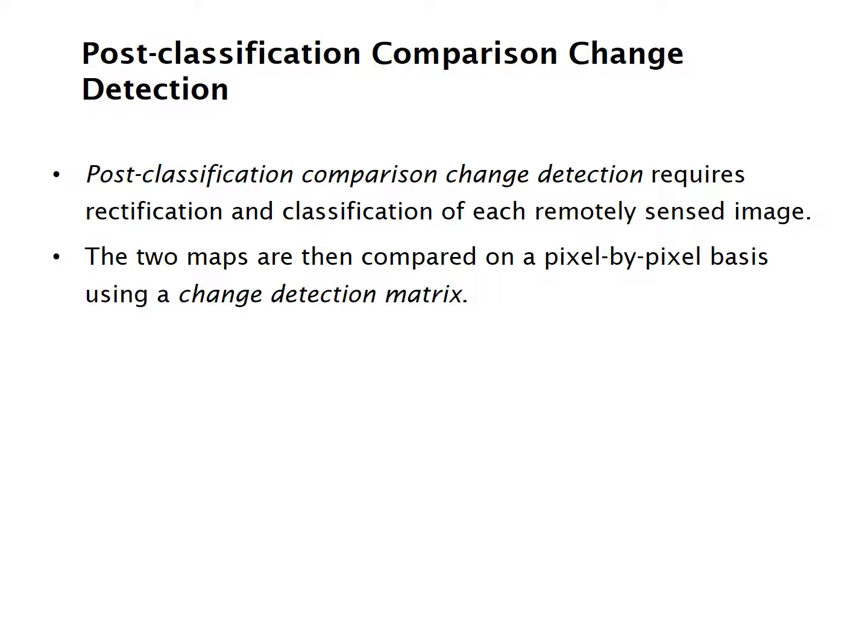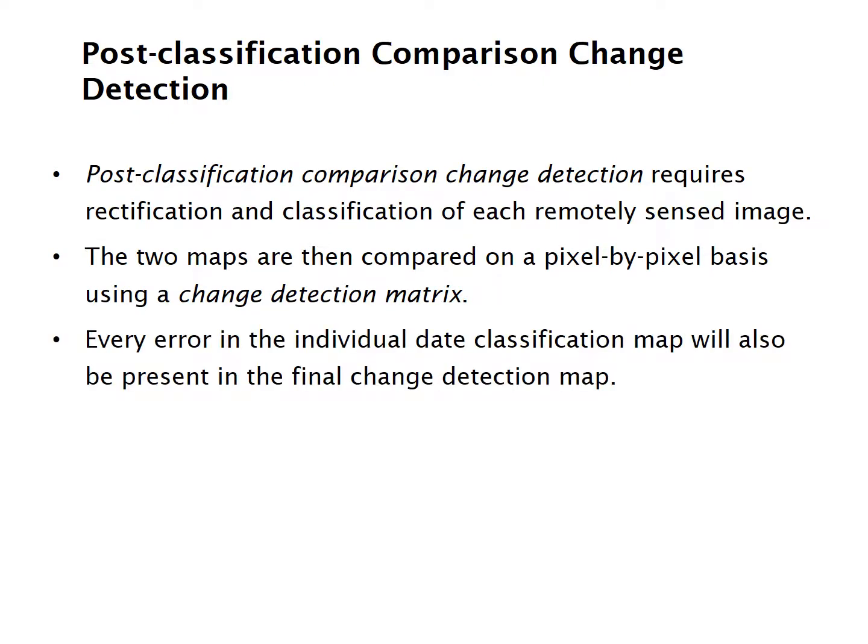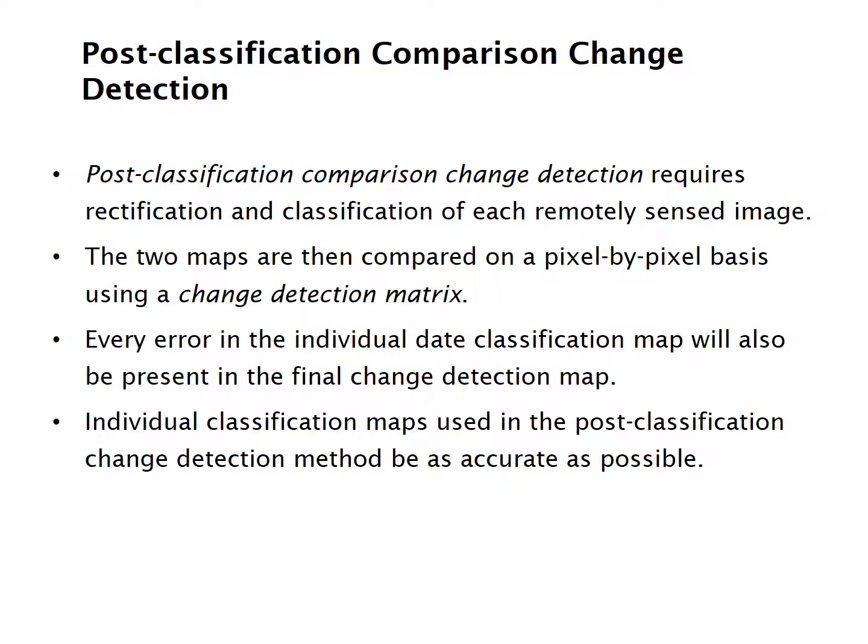The two maps are compared on a pixel by pixel basis, and you use something called a change detection matrix. Every error in the individual data classification map will also be present in the final change detection map. So you want to make sure that your classification is as good as possible. Individual maps used in the post-classification change detection method must be as accurate as possible.